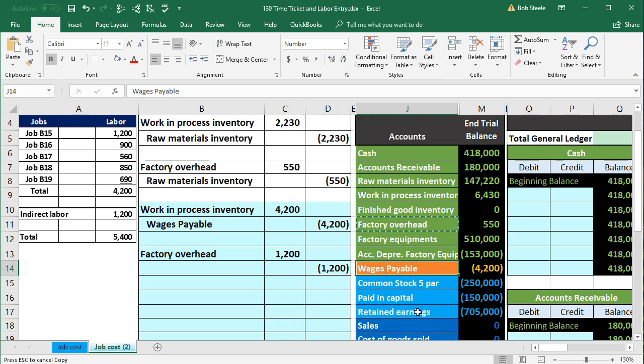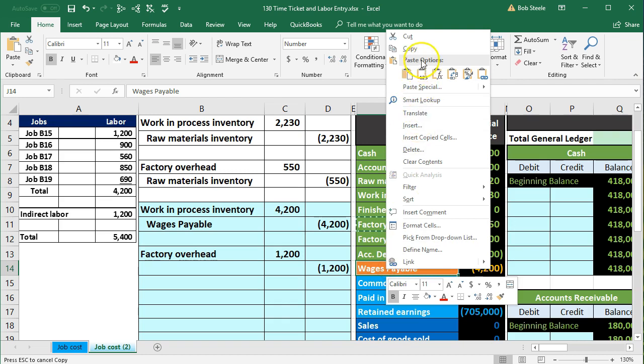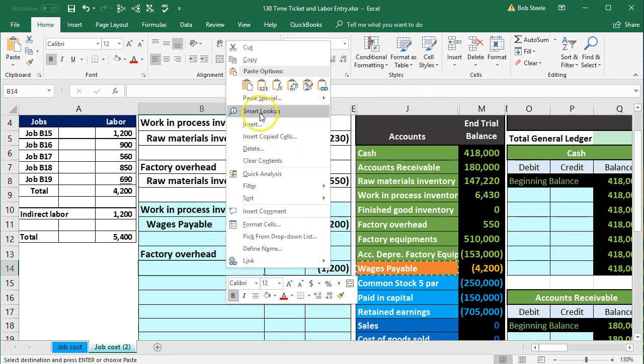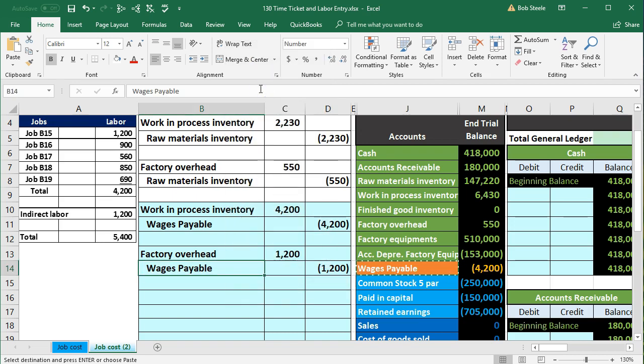Again, it's like processing payroll, like we could have said paid cash. We're not dealing with any of the withholdings here. We're just having a simplified payroll journal entry. Rather than debiting expense, however, it's going to an asset account, an inventory account, in this case overhead, until we figure out a way to apply that overhead to a job. So we're going to right click on wages payable. We'll put that in B14, right click and paste 123. And there we have it.